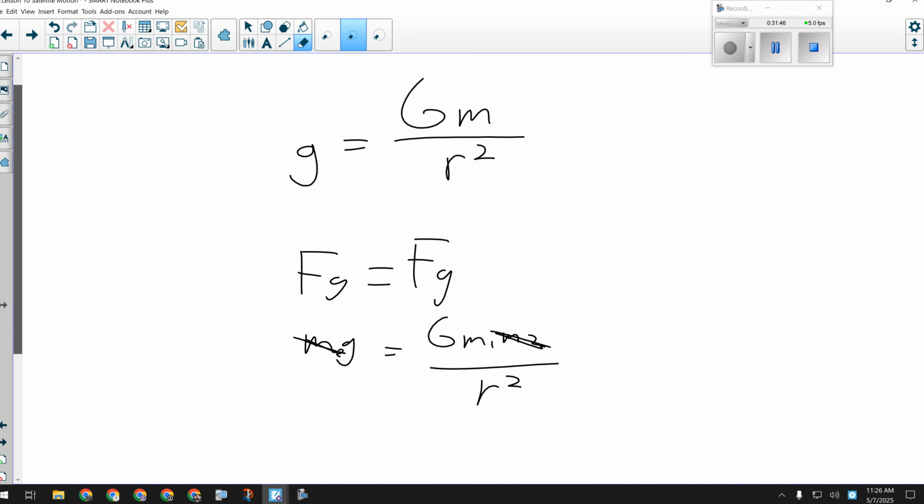Now here's the weird thing about this. When you do this calculation, you can get different units. What are the units usually for g? Meters per second squared. Okay. If you do this, you're going to get newtons per kilogram. Is that okay? It absolutely is. What are the units for a newton?